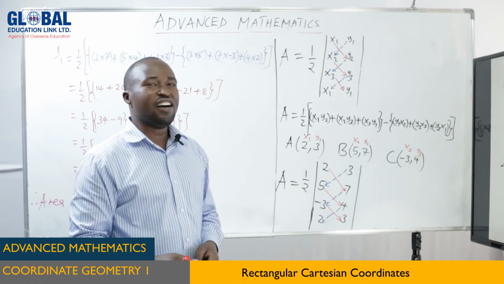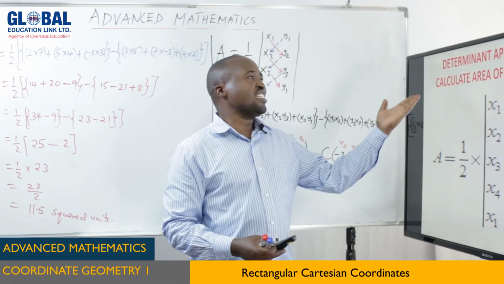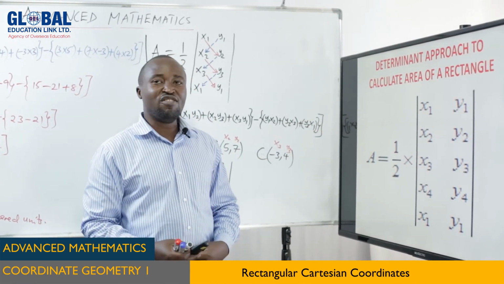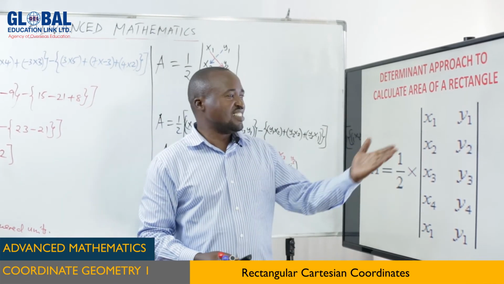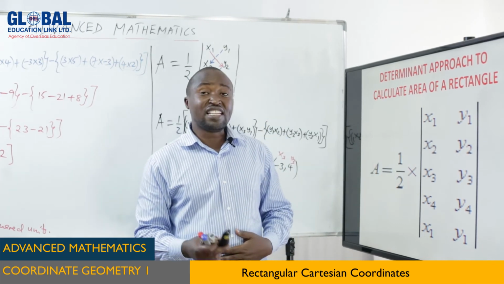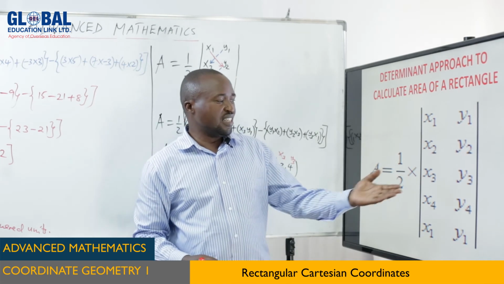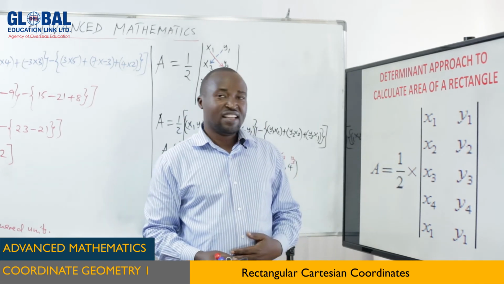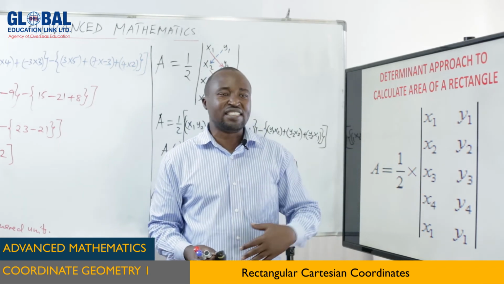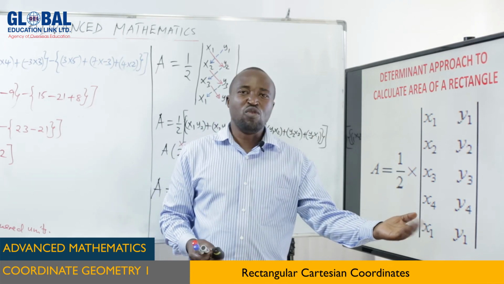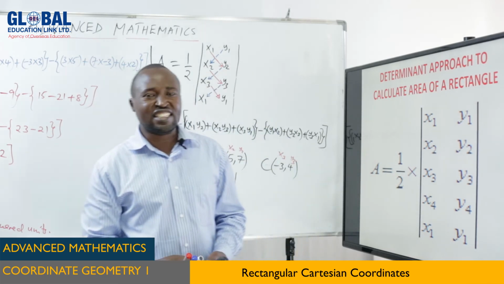Let us see the general formula for finding the area of a rectangle. Here we are going to use the determinant approach. This time again we start with the first coordinate, that is x1, y1, followed by the second coordinate, that is x2, y2, and third coordinate, that is x3, y3. The last coordinate was x4, y4. But again, we repeat the first coordinate, that is x1, y1. So when you do like this, then you have the area.